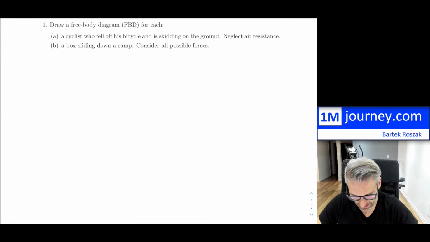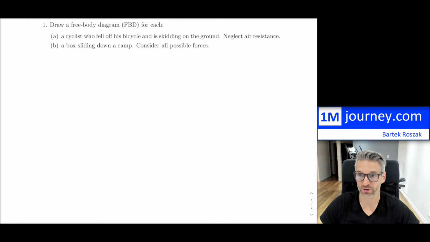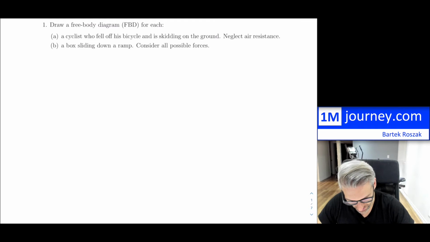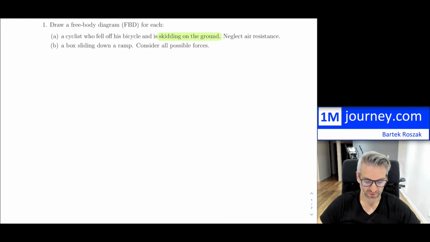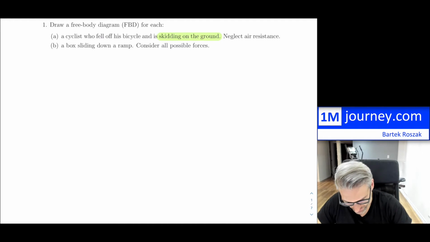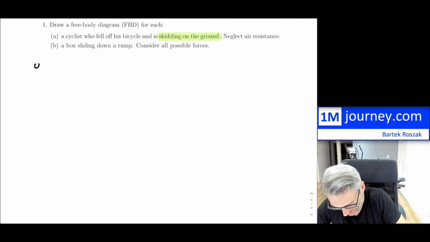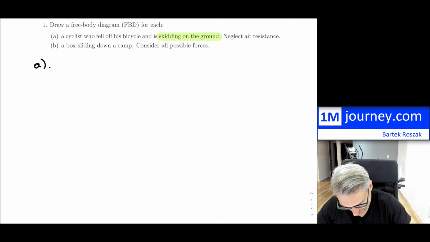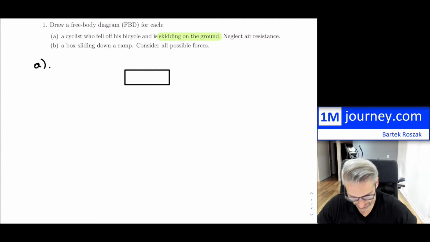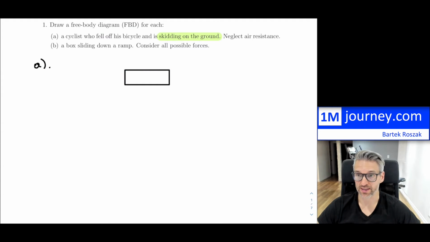So draw a free body diagram for each of the 2 cases here. So the first case is a cyclist who fell off his bicycle and is skidding on the ground. So this is basically all about friction, right? We're going to be neglecting air resistance. So in order to draw this free body diagram, it's not going to be super difficult. Now, how you draw the free body diagrams is ultimately up to you. If you draw squares, rectangles, or even circles, I'll draw a rectangle in this case.